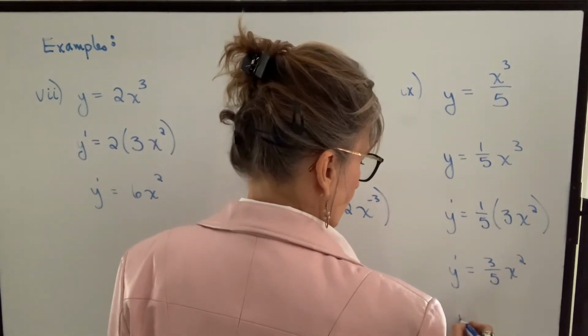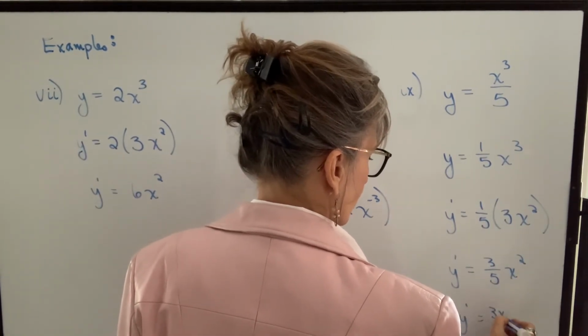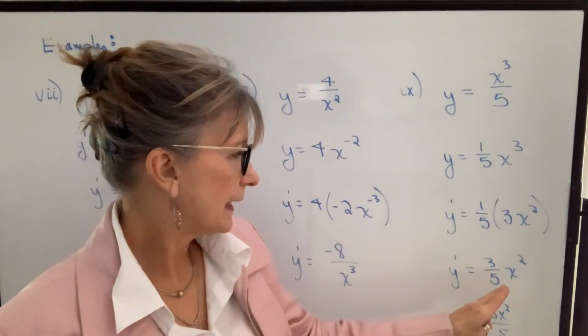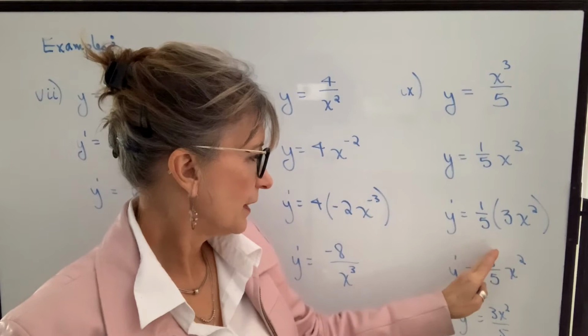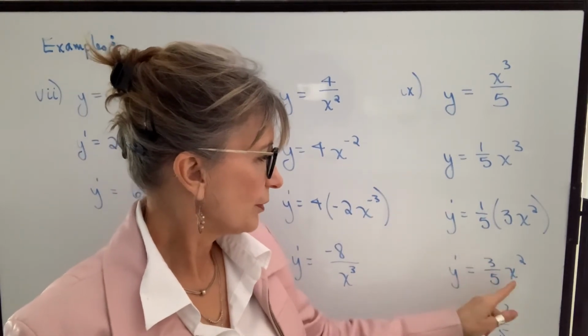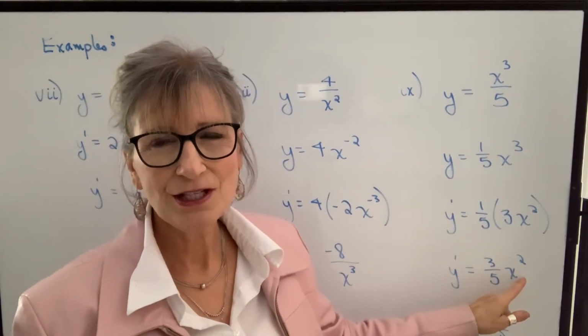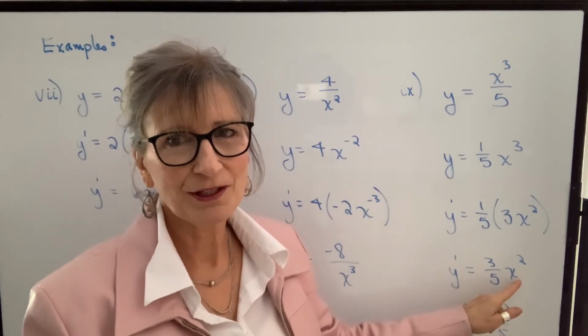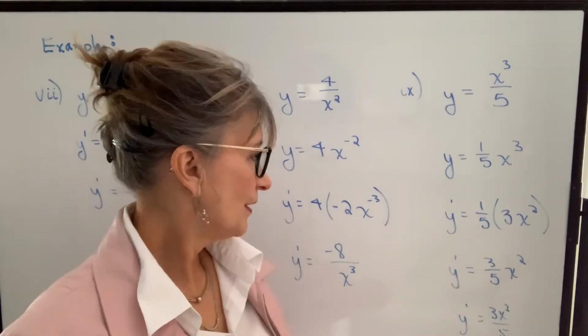Now if you wanted to write it as 3x squared over 5, that's fine. I generally like to keep my coefficient, my constant part, separate from my function. That way if I need to do anything else with derivatives, it's in a form that I can use, but both are correct.